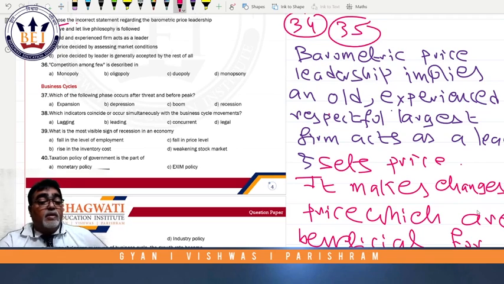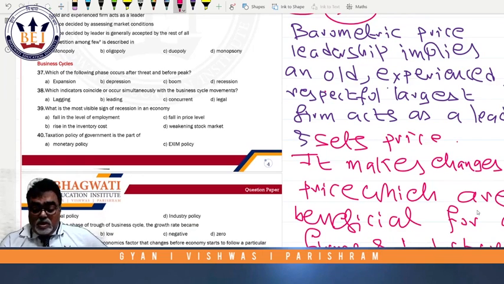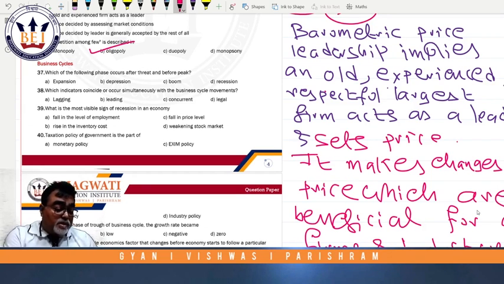Now 36, competition among few. This is a very easy question. It is nothing but oligopoly. Competition among few is nothing but oligopoly. So now the market part is done.